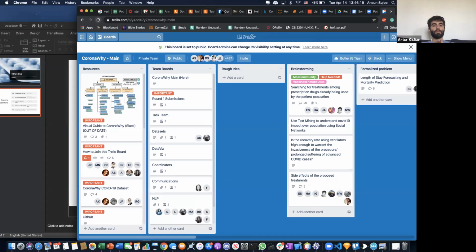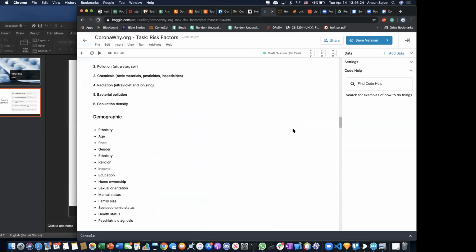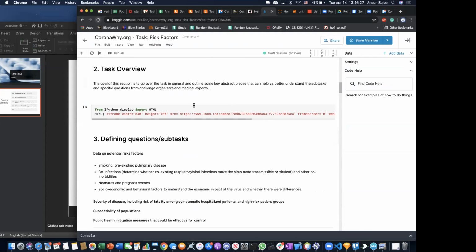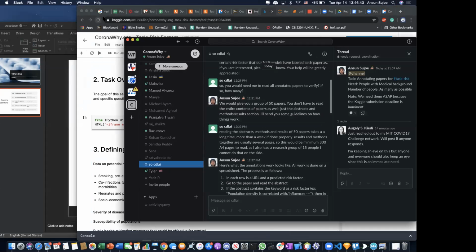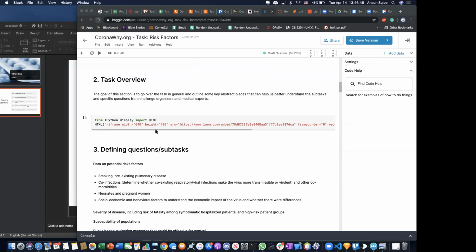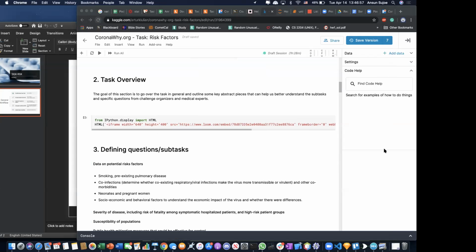Let's see. Okay, so what I was thinking is, if I go back to the Kaggle notebook here, we've got the task overview. I have a feeling our methodology should be up here. So I'd say probably start with the diagram, and then Maya has had an amazing explanation of each of the nodes in my diagram, like getting the risk factor from the how to predict, the methodology behind producing the n-gram synonyms using the medical dictionary and stuff.